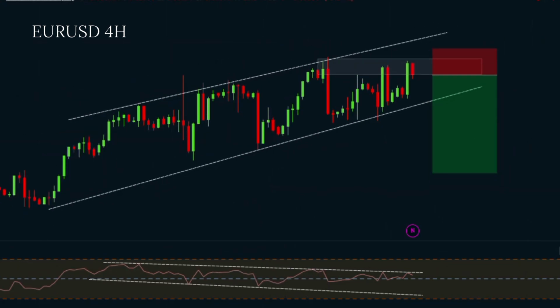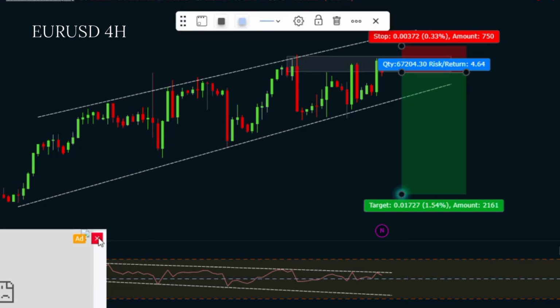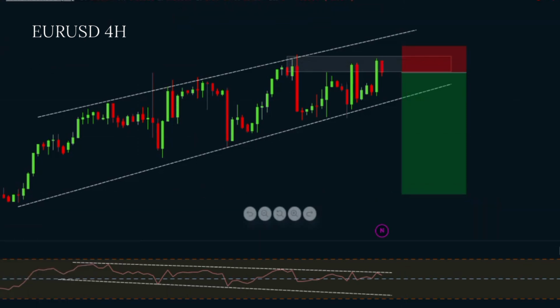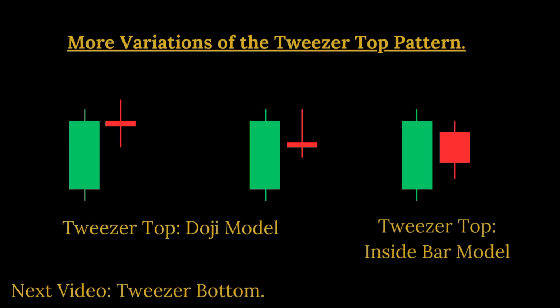This second tweezer top, combined with the formation of a double top, provided additional confluence. Now we enter, place our stop loss above the pattern, and target the next support for take profit or a 1:2 risk to reward, and eventually take profit was reached. By combining patterns, indicators, and careful trade management, we can create high probability setups with minimized risk.